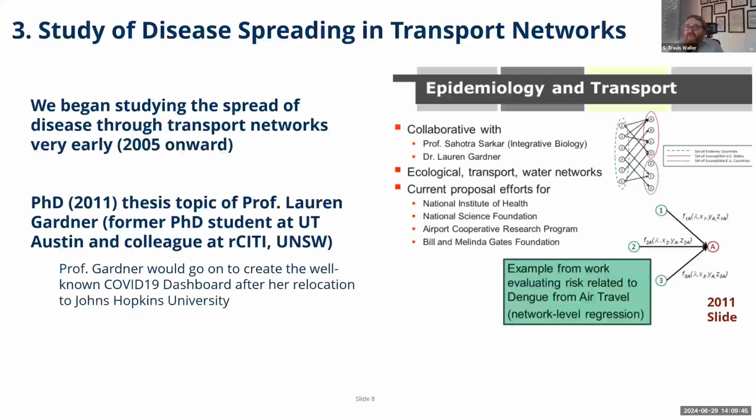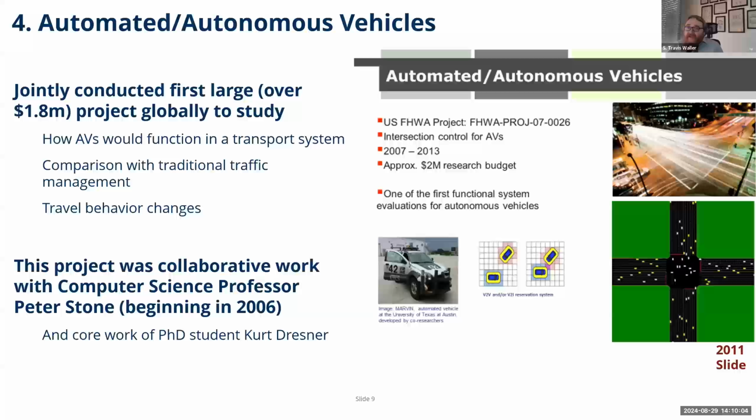The third one I was always talking about was the study of disease spreading and transport networks. And that work was primarily done by my former PhD student and colleague for many years, Professor Lauren Gardner, who's now at Johns Hopkins and probably known to many as the creator of the COVID dashboard. And so that was another key touch point. And then the fourth one was automated and autonomous vehicles. And that work was done jointly with computer science professor Peter Stone. And we did that work starting back in about 2006, 2007. And so those were the four things I was really focused on.